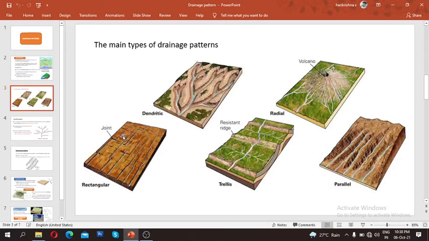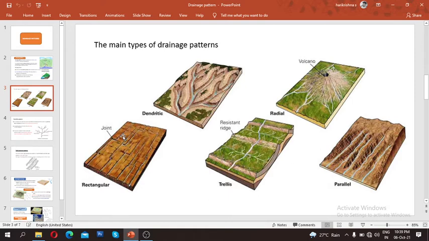It is nothing but various faults, joints, unconformities, then various tilting of beds. All these are considered structural features. Now consider a bed that has prominent structural features. All these joints will be filled with water, which results in a flow of water through the spaces, which results in a rectangular drainage pattern.